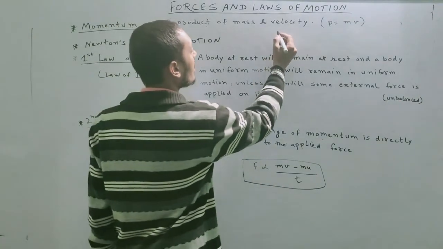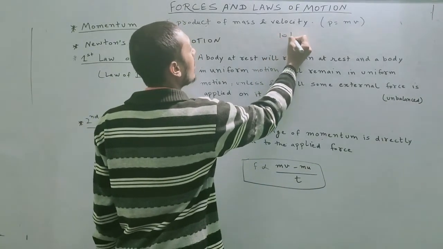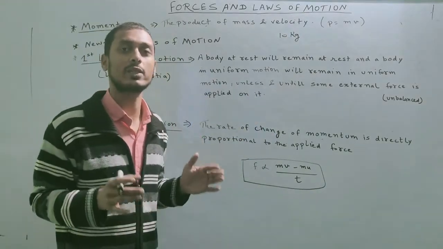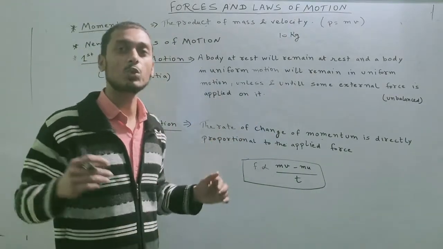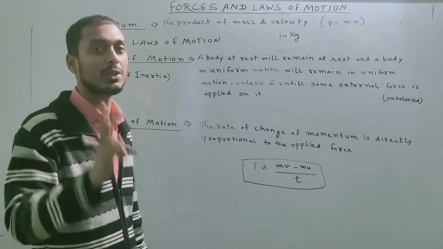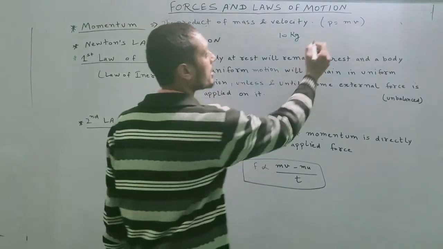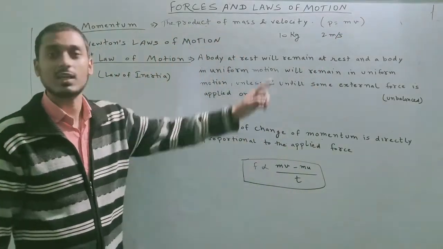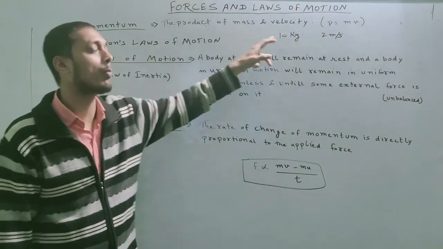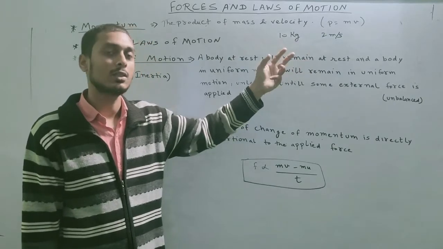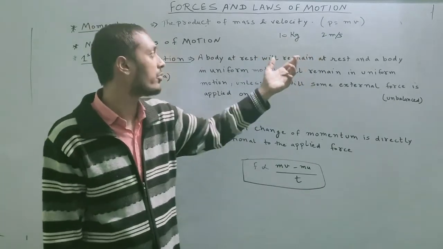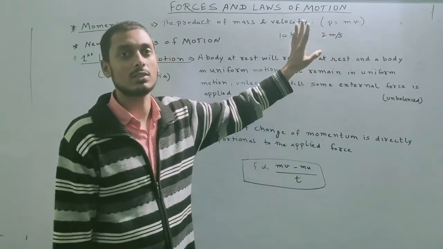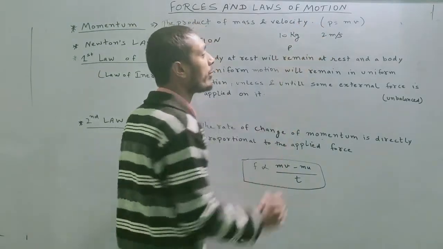Suppose an object has a mass of 10 kg. It is moving with a velocity of 2 meter per second. Suppose it is asked to calculate the momentum of that body. Then what do we need to do? We need to multiply the mass and the velocity. Then momentum equals mass into velocity.